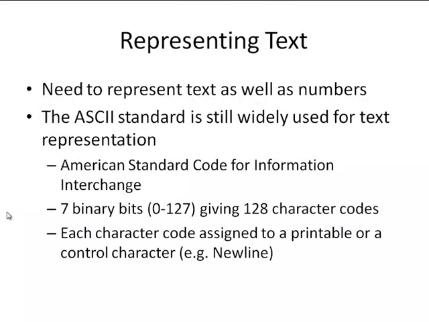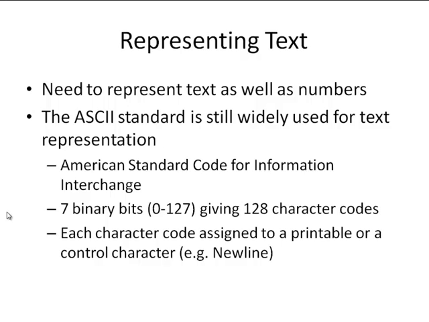But instead of looking at representing negative numbers, we just consider now how to represent text, which is something else we want to do in computers quite a lot. The ASCII standard is actually still widely used for text representation, from the American Standard Code for Information Interchange. This standard uses 7 binary bits, giving 128 different character codes.